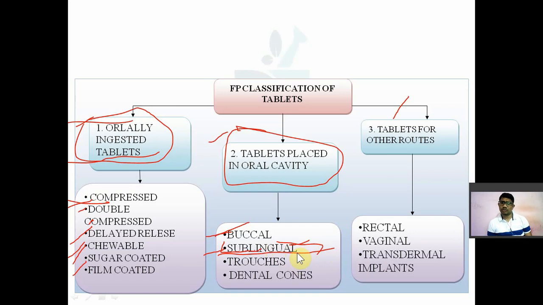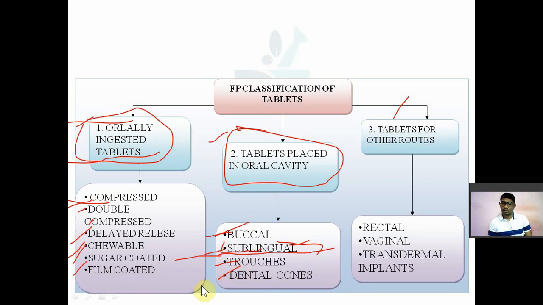Commonly used tablets by sublingual route, for example, your nitroglycerin tablet, isosorbide dinitrate tablet. So in case of angina pectoris, mostly vasodilators are used by sublingual route. Then again, there are other tablets like troches and dental cones.